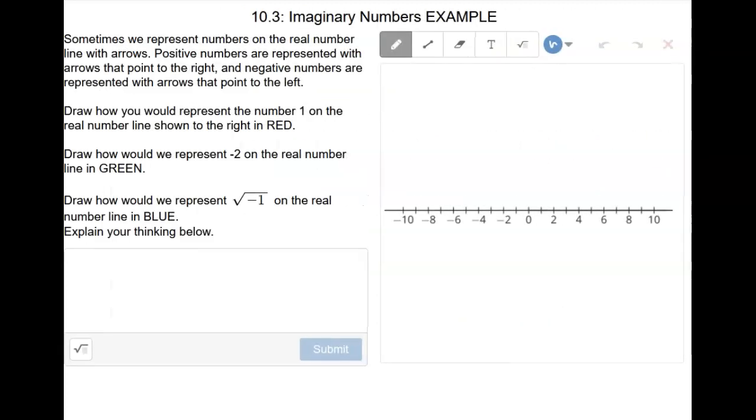Okay? So this is what complex numbers are. Okay? We want to draw the number 1 on the real number line in red. So we're just going to put a point at 1 in red. This is the location of the number 1. We can also represent negative numbers on the real number line. So if I want to represent number 2 or -2 on the number line, that would be right here. But I want to represent the square root of -1 on the real number line, and it doesn't exist because the square root of -1 is not a real number.